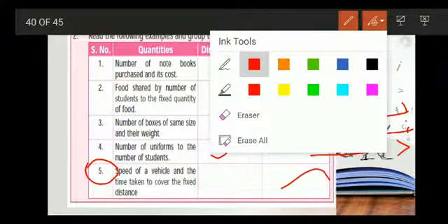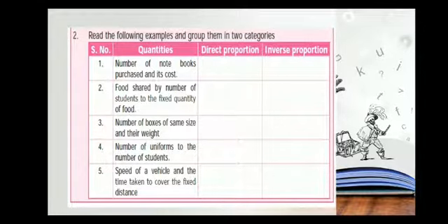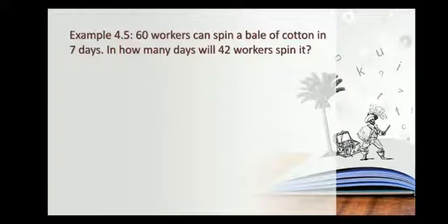This is how we have to find out whether the given quantities are in direct or inverse proportion. Okay, now we'll move to example problems. Example 4.5. Okay, 60 workers can spin a bale of cotton in 7 days. In how many days will 42 workers spin it?